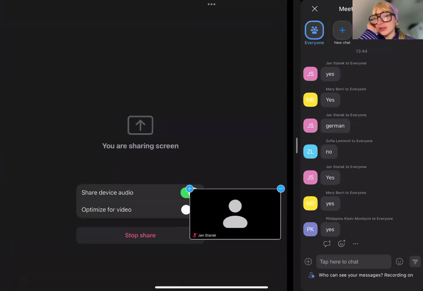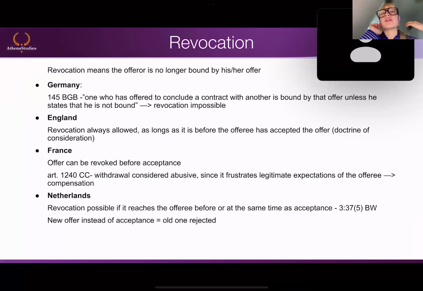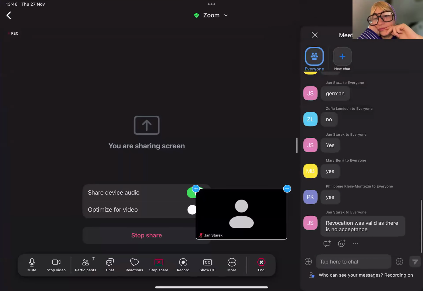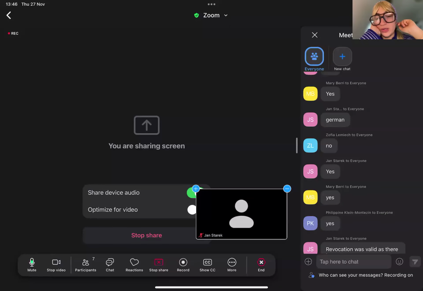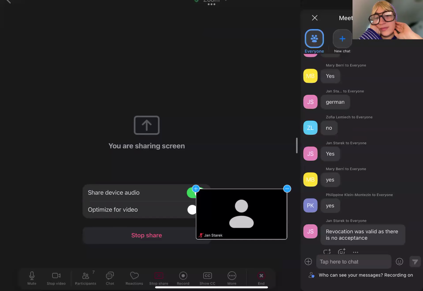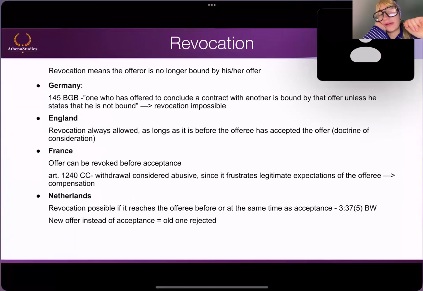And now we have the English law. I'm going to ask you the exact same question. Do you think the revocation was valid in English law? And then answer if the contract was there in the first place. Yes, the revocation was valid as there is no acceptance. Do you others agree? Do you also think the same? Yes, yes. Okay, perfect. I'm still gonna explain it a little.